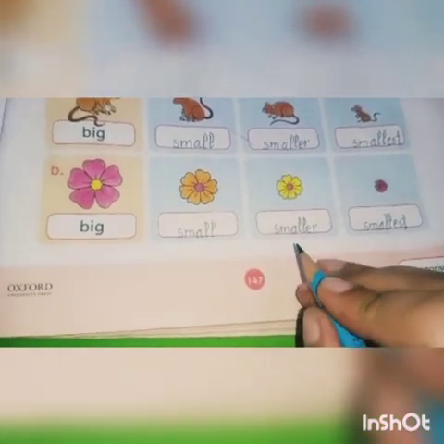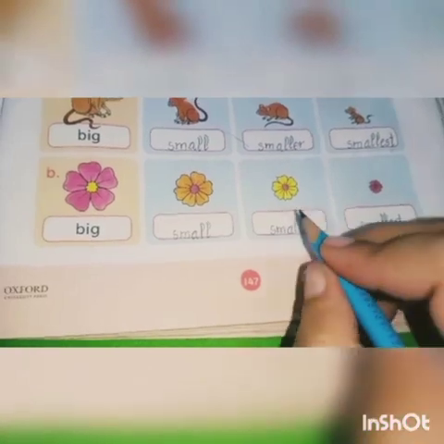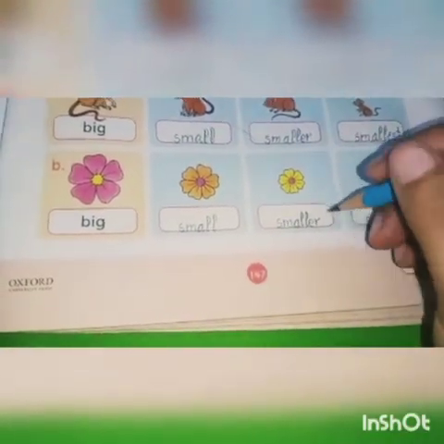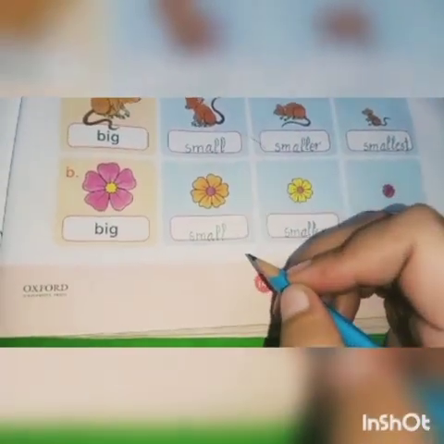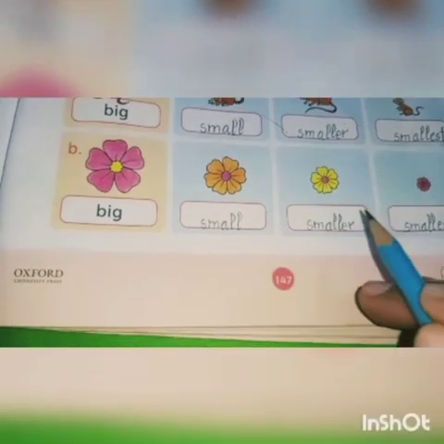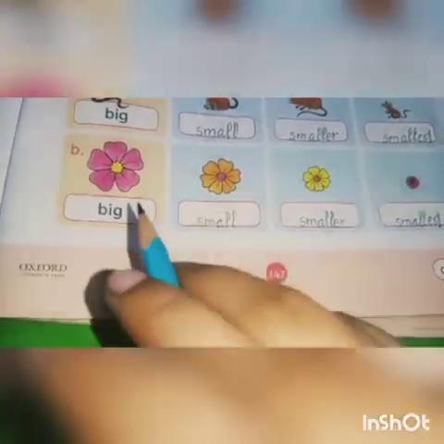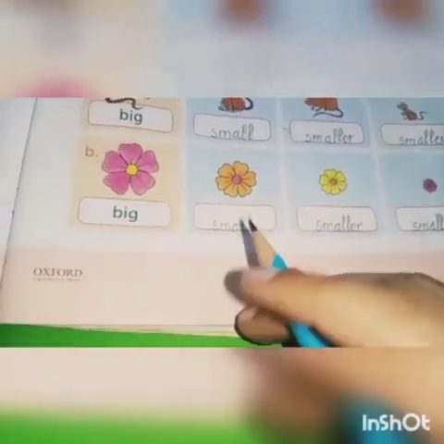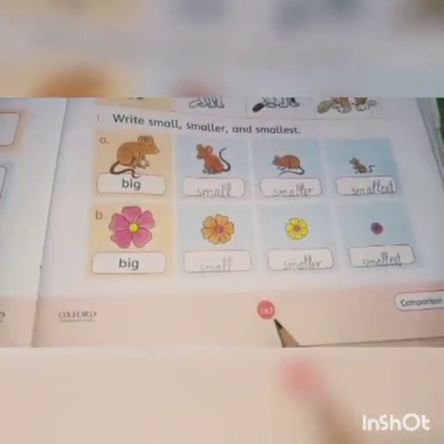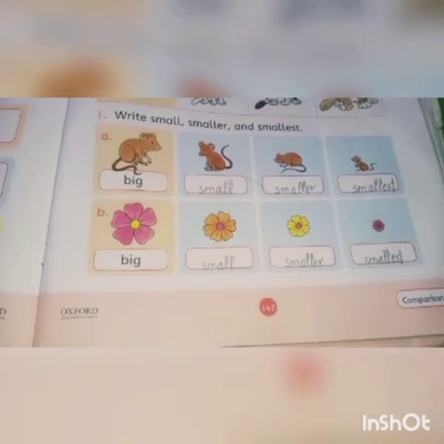This one is bigger than the smallest but smaller than these 2, so we are going to call it smaller. Then here we have one more flower which is bigger than these 2 and smaller than this one big flower, so we can call it small. Students, our page number 147 is complete. Go for the next page.